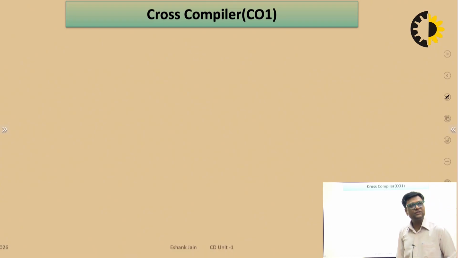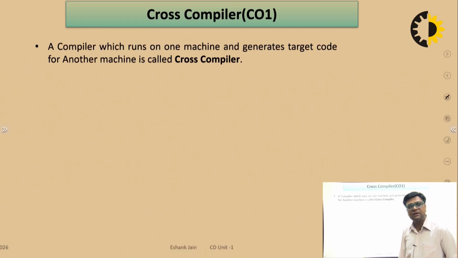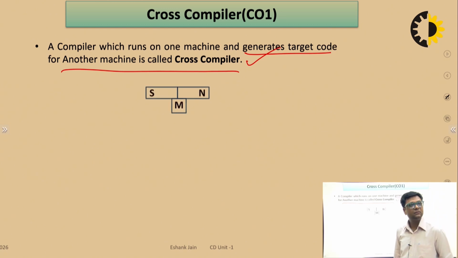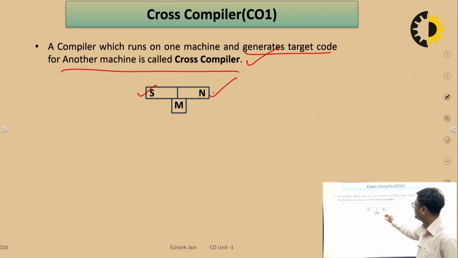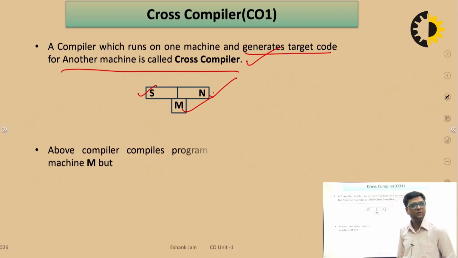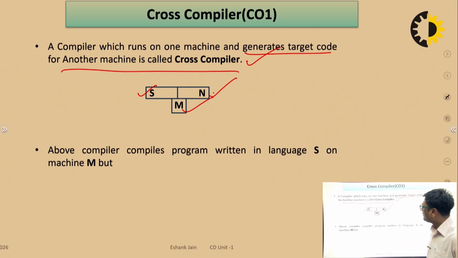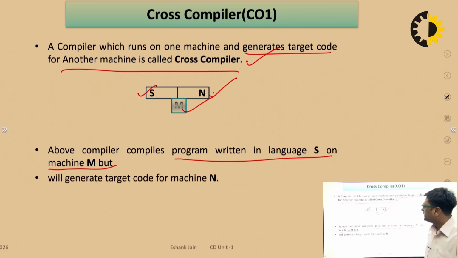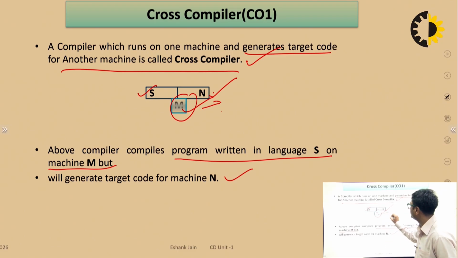Now, what is a cross compiler? The compiler which runs on one machine and generates target code for another machine is known as a cross compiler, in which we can see that this is the source language, this is the target language, and this is the implemented language. The above compiler compiles programs written in language S on machine M, but will generate the target code for machine N. This is called the implemented language, in which our compiler is written.